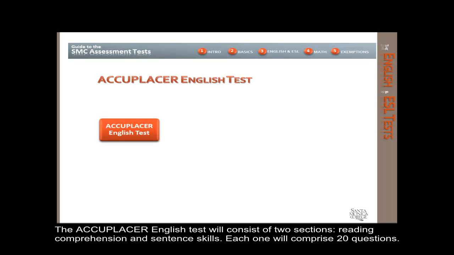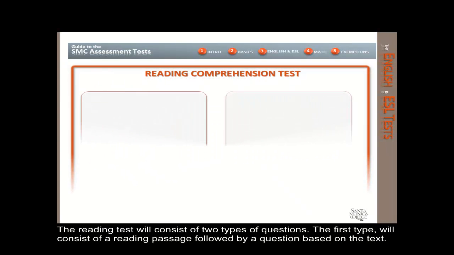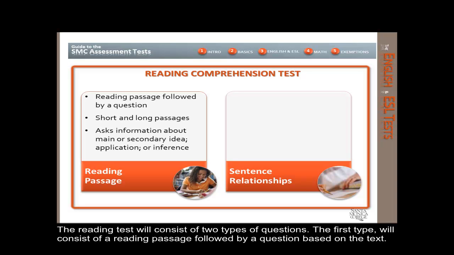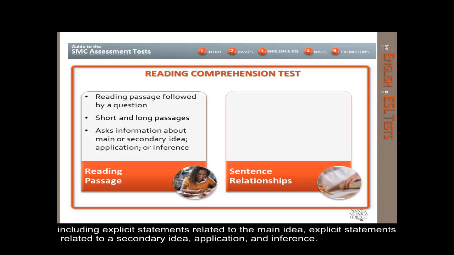The AccuPlacer English test will consist of 2 sections: reading comprehension and sentence skills. Each test will present you with 20 different questions. The reading test will consist of 2 types of questions. The first type will consist of a reading passage followed by a question based on the text. Both short and long passages are provided. The reading passages can also be classified according to the kind of information processing required, including explicit statements related to the main idea, explicit statements related to the secondary idea, application, and inference.